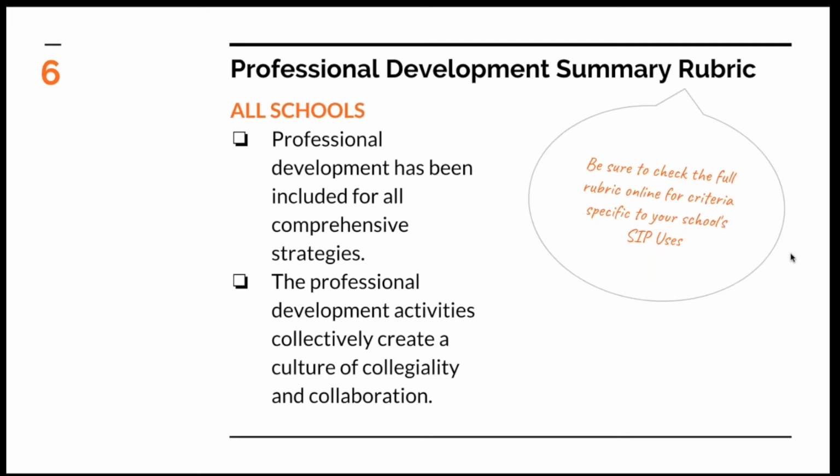So make sure that you really check these two items out, because it looks small and it's like, oh, there's only two things she's going to check. But within that, you can see there's a whole lot to that. And then also be sure to check your rubric online for criteria specific to your school's SIP uses. If your title applies, there are definitely more requirements and things like that.